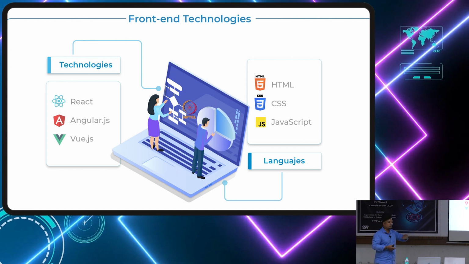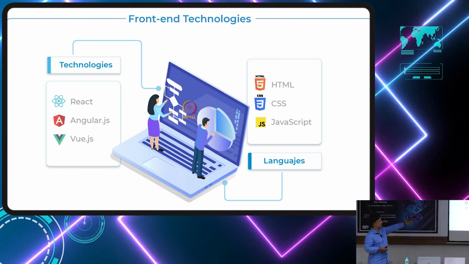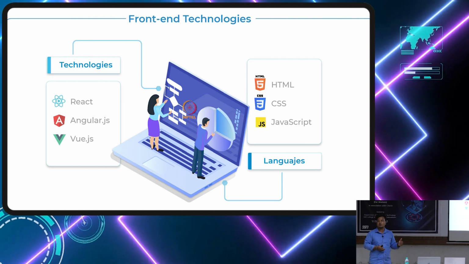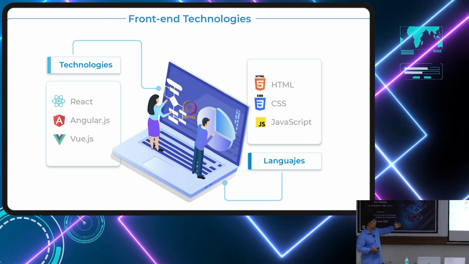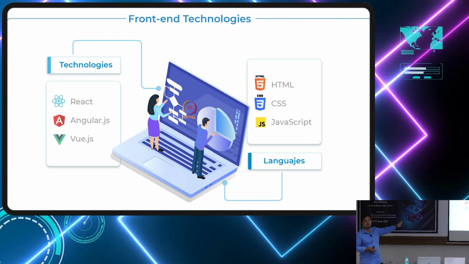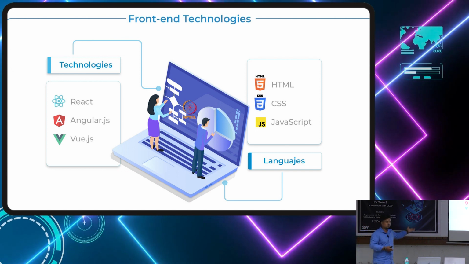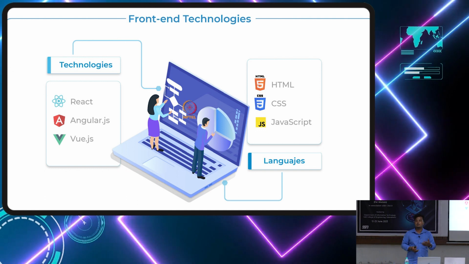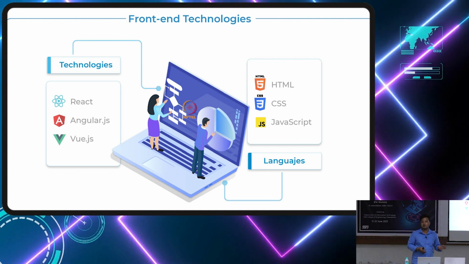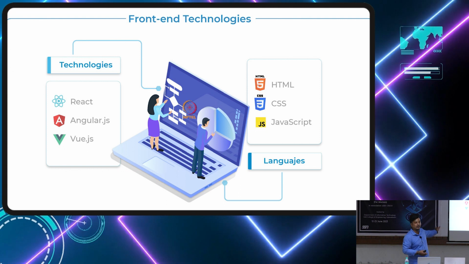Okay. If it's a legacy website, it will have only three things: HTML, CSS and JavaScript. If it's a modern website, it will be built with one of these frameworks. Facebook is developed in React. Netflix also uses React. Likewise, each and every company will have some kind of taste in the frameworks. But this is the concept behind front-end technology.